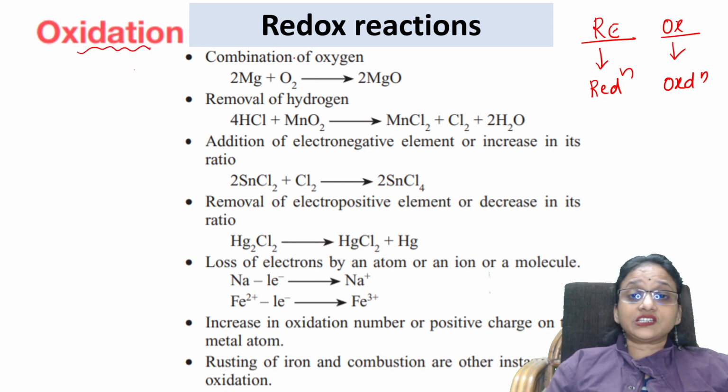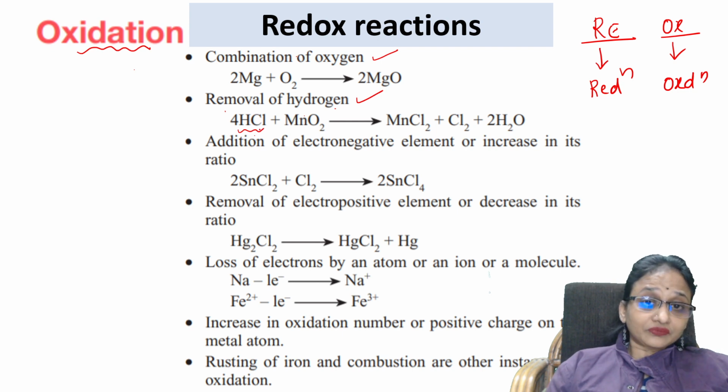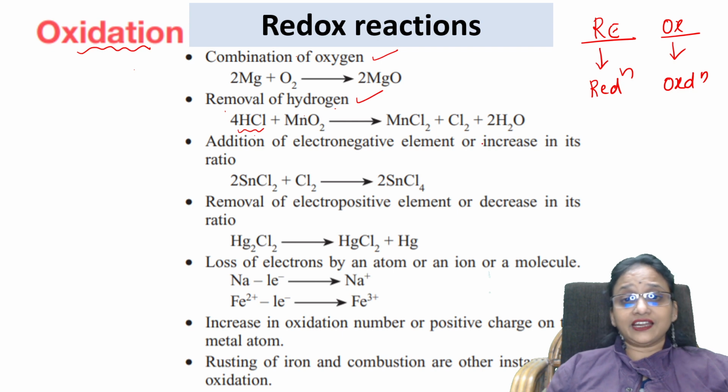Check. Oxidation can be combination with oxygen, just like this. Oxidation process can be removal of hydrogen, just like this. See here, HCl has got converted. In this HCl and MnO2, you're removing the hydrogen from there and converting it. Yes, students, right? So careful, removal of hydrogen is one concept.